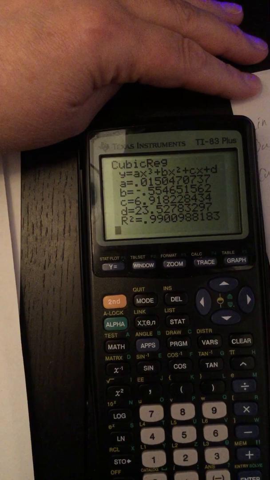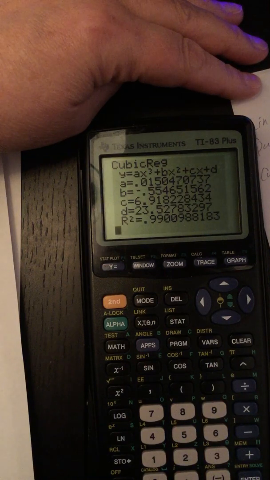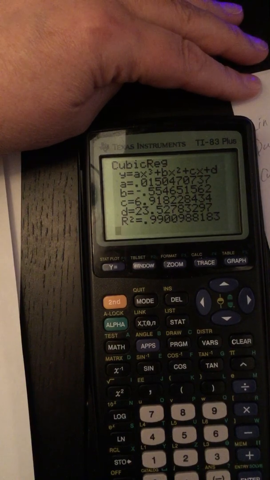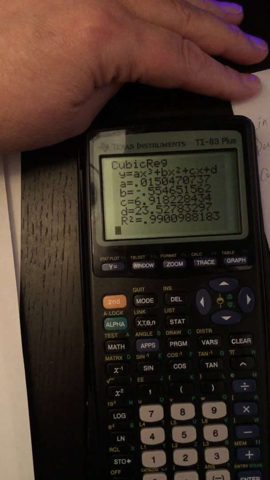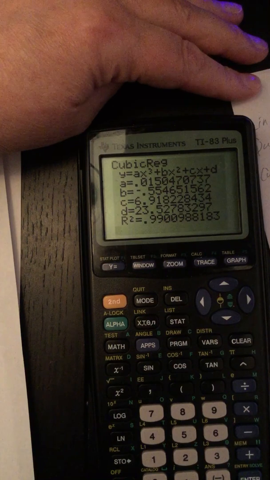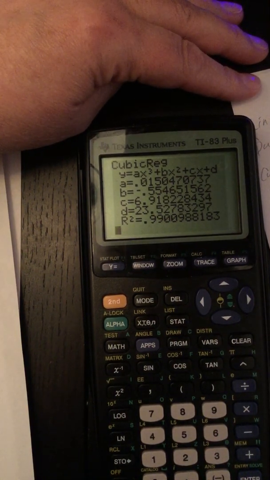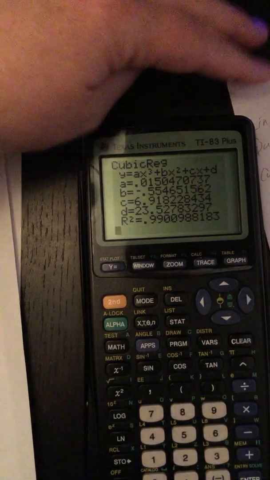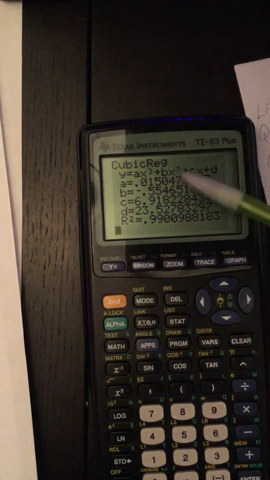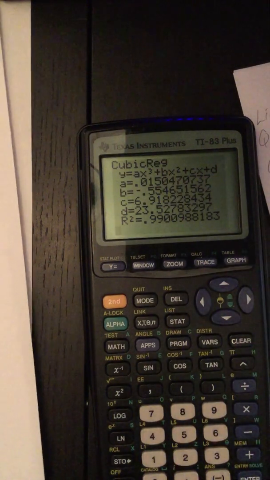I've got A is 0.01504, but it's 47, so 0.5. B is negative 0.55465. I only need 4 decimal places though. C is 6.91822. And D is 23.52783. So I have all my values and I can put them into Y to write my equation.